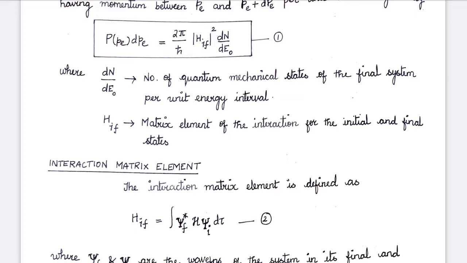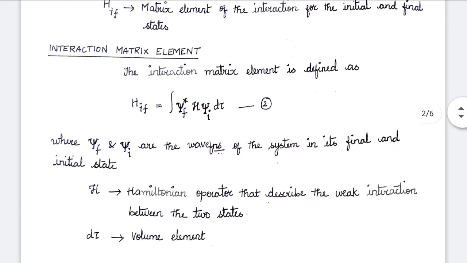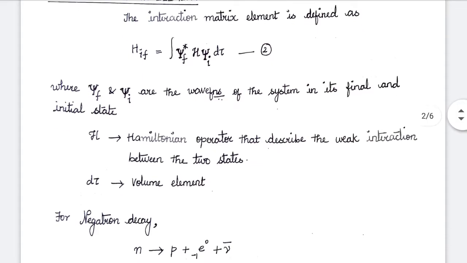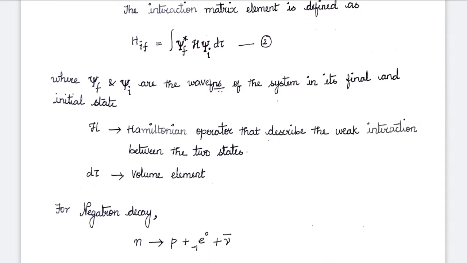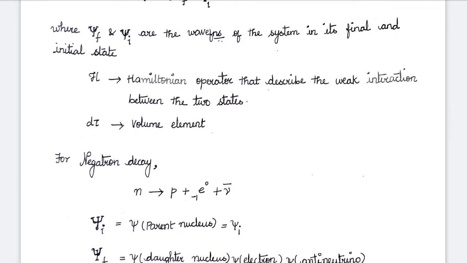So in equation 1 we have two factors which need to be found. One is Hif, the interaction matrix element. The other one is dN/dE0. First let us find the interaction matrix element, which is defined as Hif = ∫ ψf* H ψi dτ. Here ψf and ψi are the wave functions of the system in its final and initial state. This is the general definition for Hif. H is the Hamiltonian operator that describes the weak interaction between the initial and the final state, and dτ is the volume element.